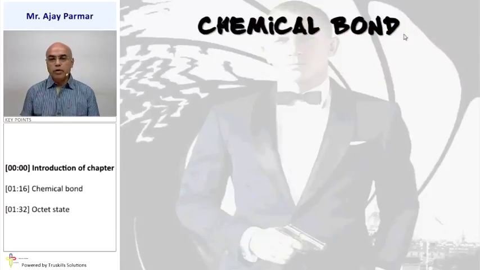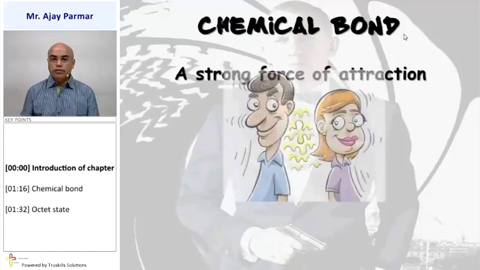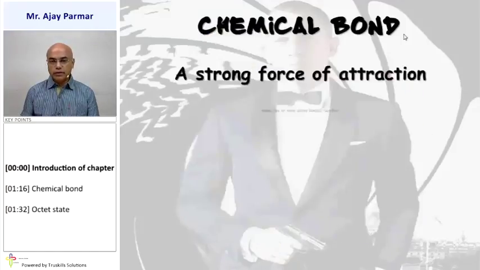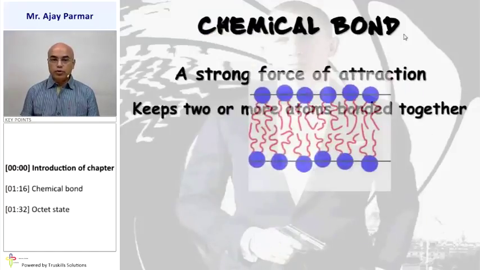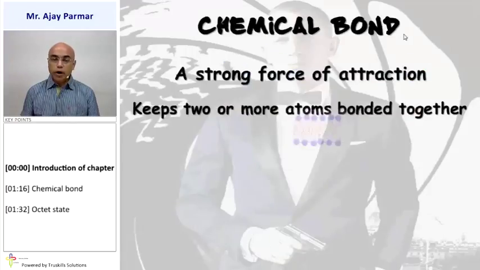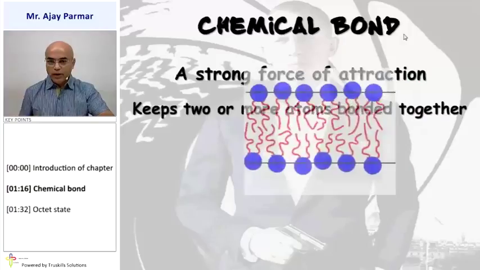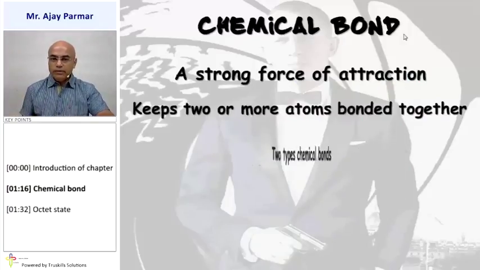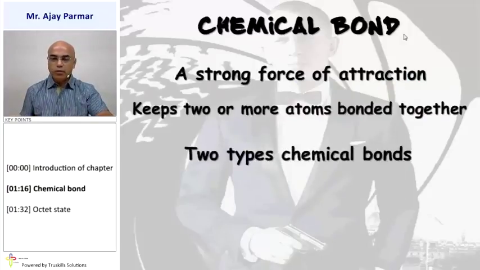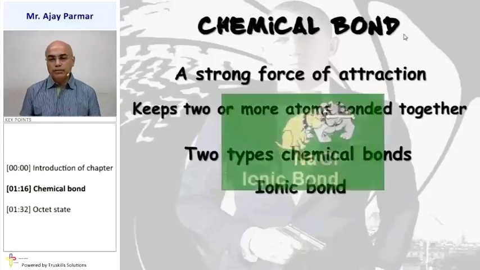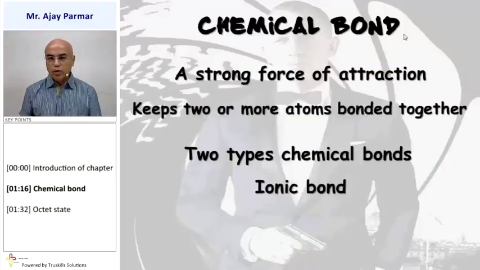What is a chemical bond? It is a strong force of attraction which keeps two or more atoms bonded together. That means keep them joined together. Basically, we classify the chemical bonds into two categories. Number one, that is ionic bond, and number two, that is the covalent bond.